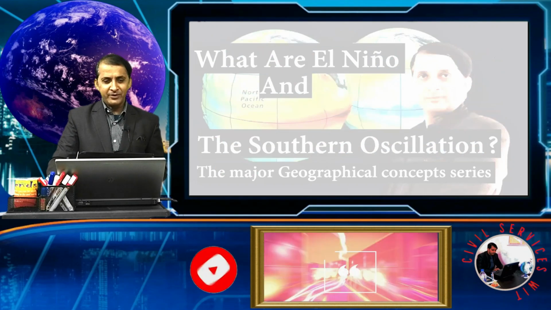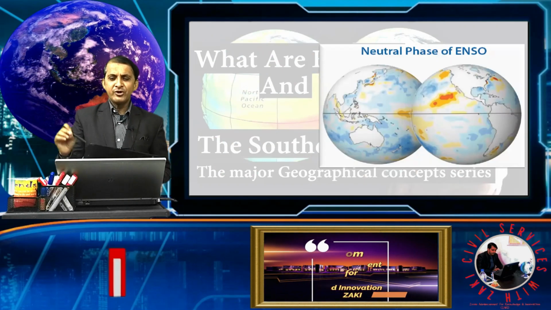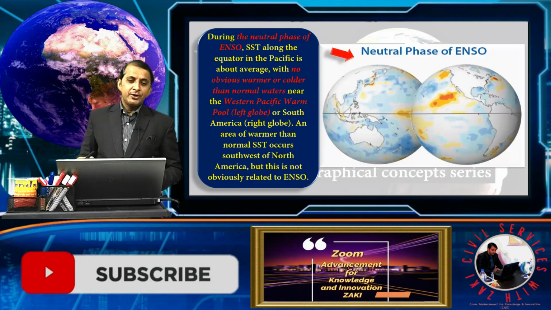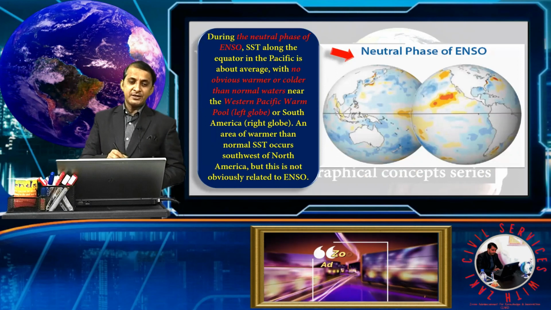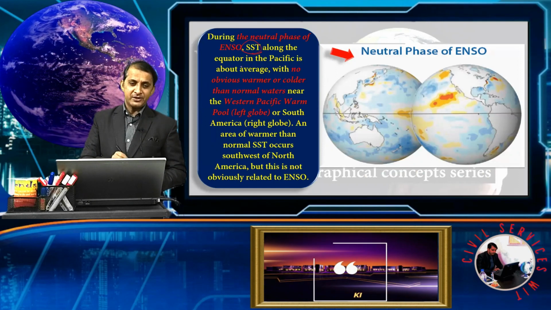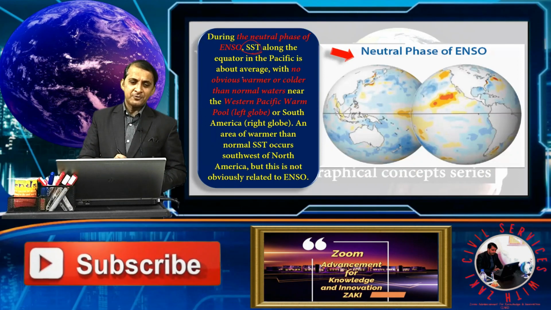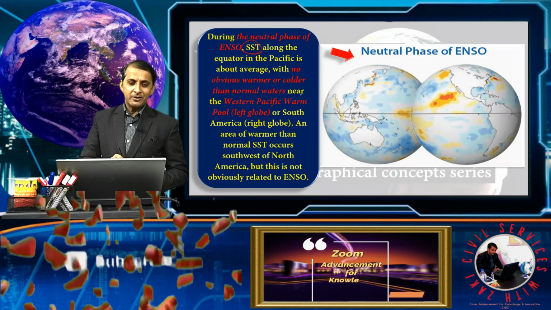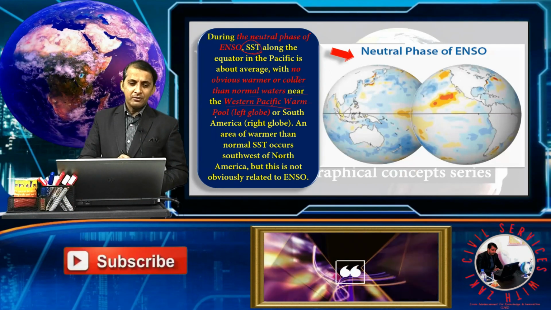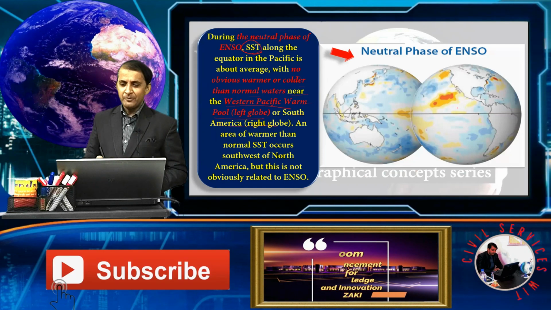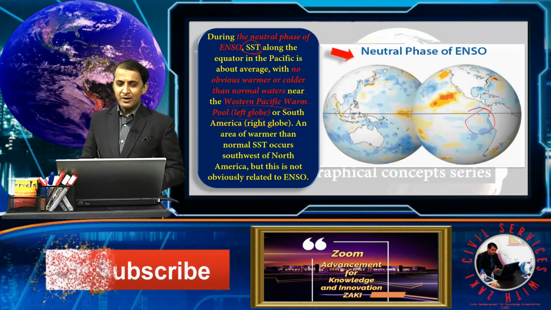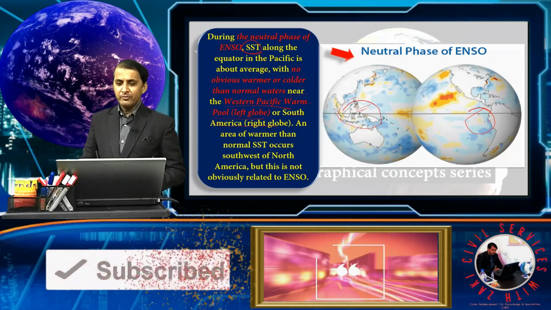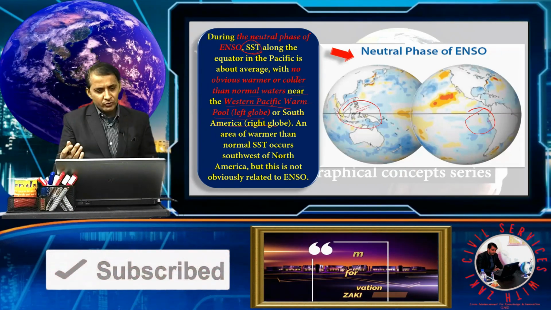So see one phase at a time. Number one, the neutral phase of ENSO. During the neutral phase of ENSO, the SST, basically the sea surface temperature along the equator of the Pacific, is about average. There is no obvious warmer or colder water near the western Pacific warm pool or off South America. So you can't find warmer water here or here. These are normal, no warmer, no colder.